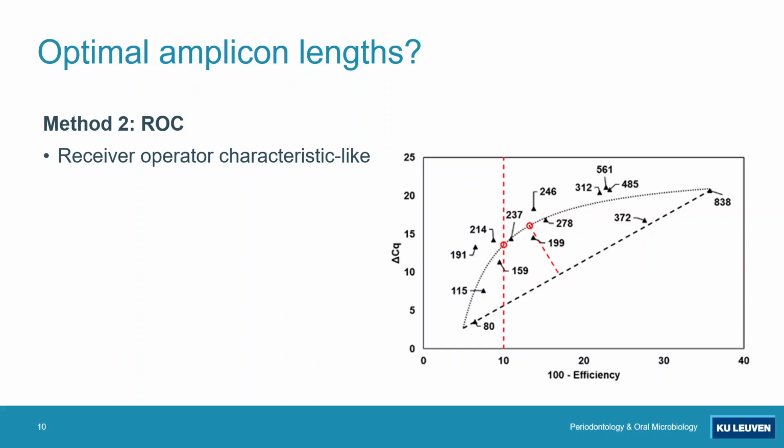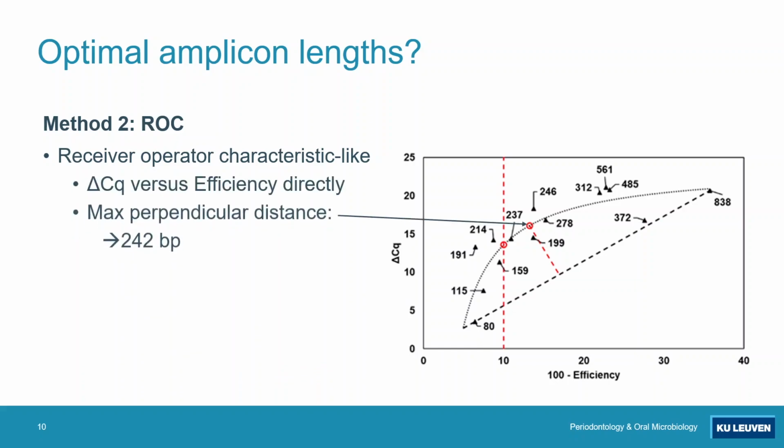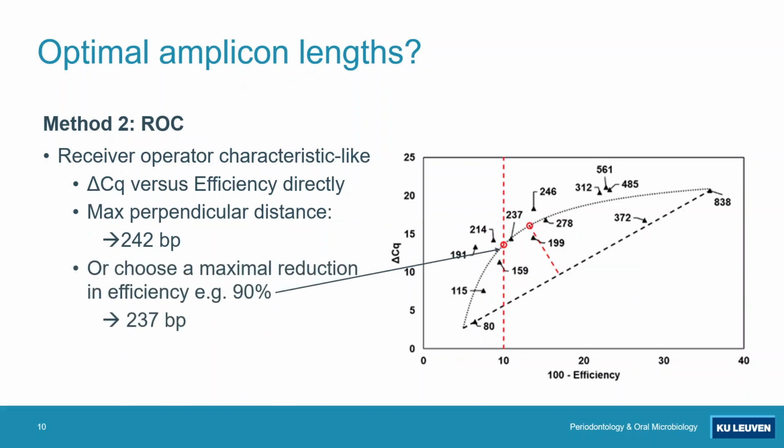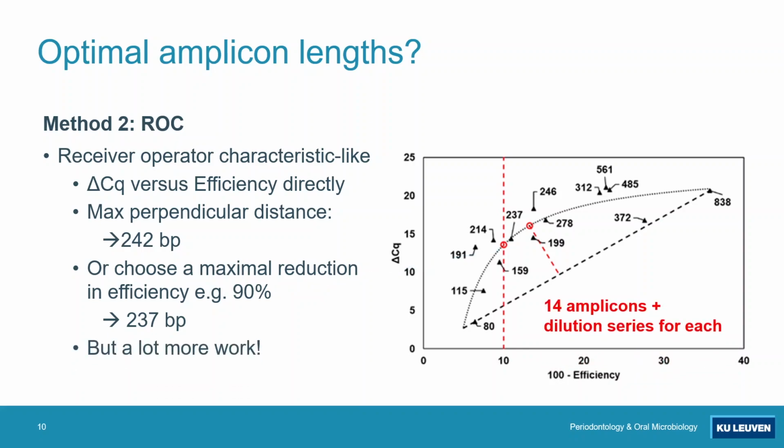The second method is more quantitative, but also a little bit more time consuming. In this receiver operator characteristic-like curve, we plot the delta Cq versus the inverse of the efficiency. This can give us the max perpendicular distance, which is the best trade-off between both the efficiency and the delta Cq. Or you can arbitrarily choose your maximum reduction in efficiency to see which delta Cq you can still get at which amplicon length. To get this, you unfortunately need a bit more amplicons and a dilution series of each.